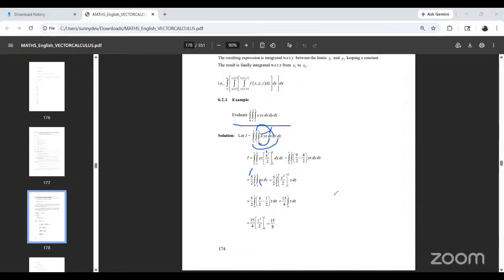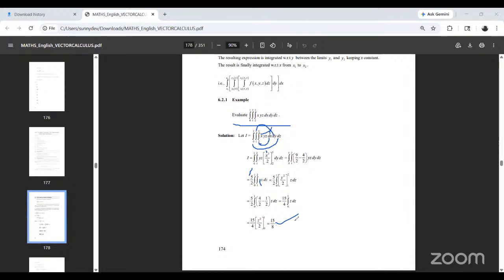After that, at the end, we are doing z dz. The integration of z dz is z squared by 2. Now you can apply the limits 0 to 1, and we are getting the answer 15 by 8. Okay, so this is a triple integration.